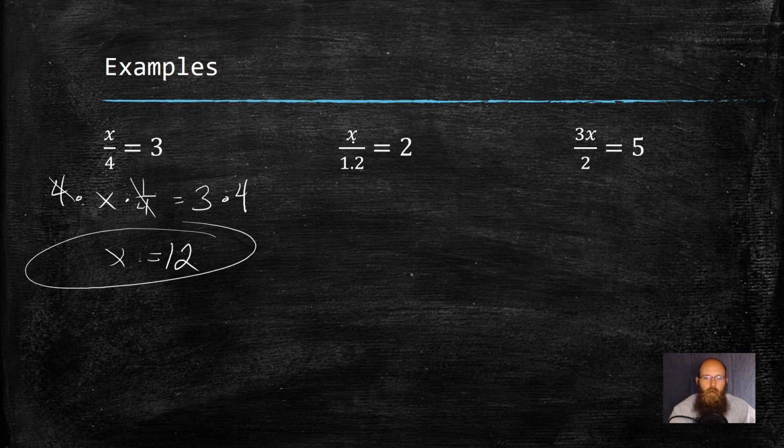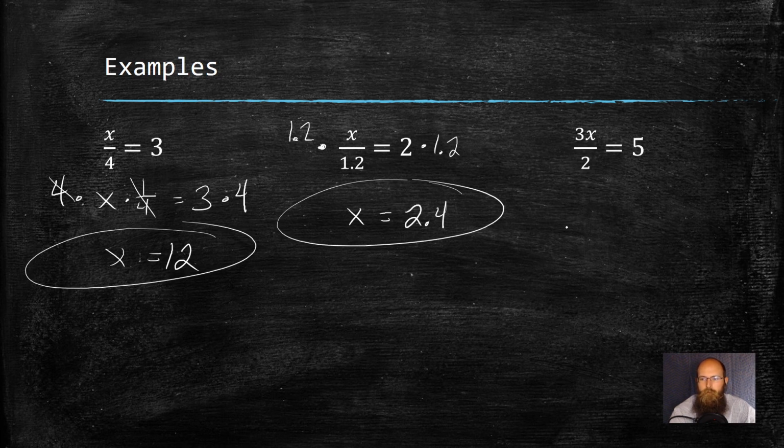Just do the same thing over here. The multiplicative inverse, or the thing that undoes dividing by 1.2, is multiplying by 1.2. And I have to do that to both sides, otherwise my things aren't balanced, and nobody likes things that aren't balanced. And that means x equals 1.2 times 2. You can plug that into a calculator, or you can get 2.4.